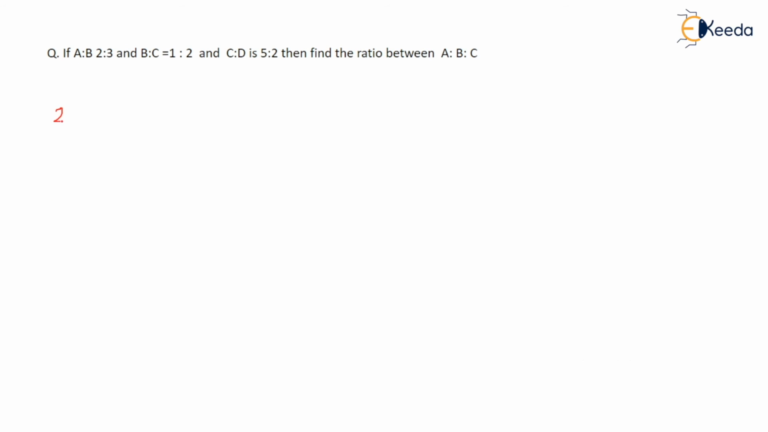A and B are in ratio 2 by 3, B and C in ratio 1 by 2, and C and D in ratio 5 by 2. So I told you how to continue the series. You have to go straight. B by C is 1 by 2, so 1 ahead, 2 this way; 5 by 2, so 5 ahead. You cannot go like this because this will be something like coming round, right? So you have to go straight. You have to find the ratio A comma B comma C comma D.